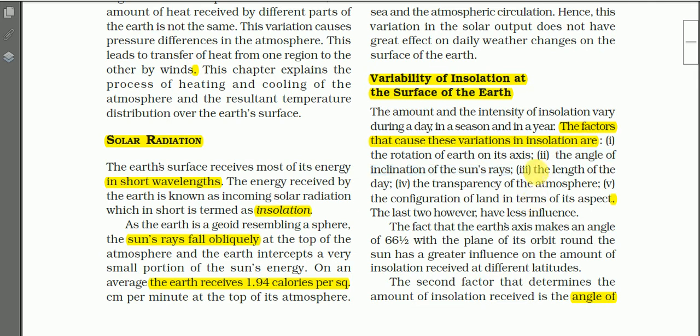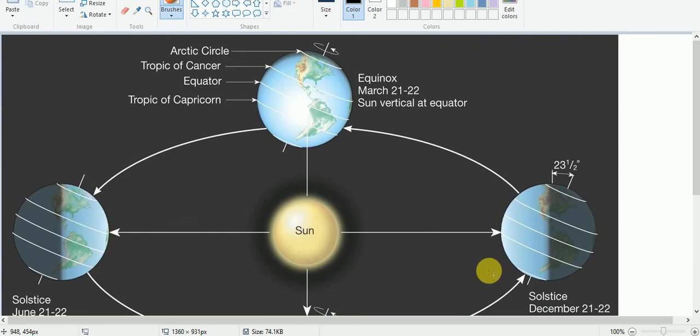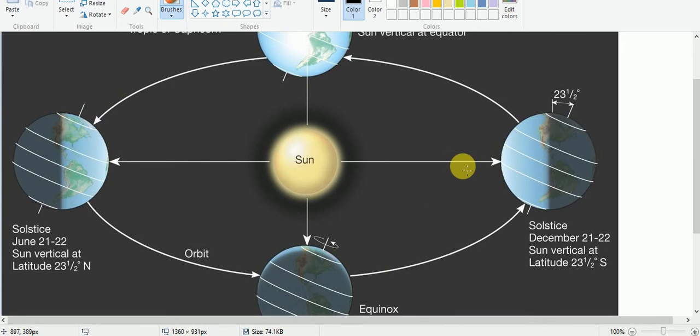Next we have the length of the day. This is mainly due to the inclination of the earth's axis towards the sun. Let us see this diagram. Here this is the equator, this is the Tropic of Capricorn, this is the Tropic of Cancer, this is the Arctic Circle, and this is the Antarctic Circle.